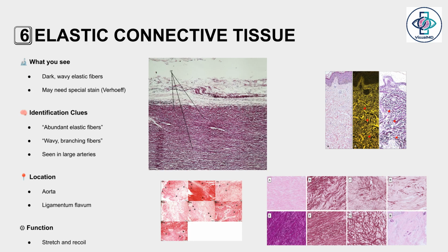Elastic connective tissue contains dark, wavy elastic fibers and is specialized for stretch and recoil. It is found in large arteries, such as the aorta.